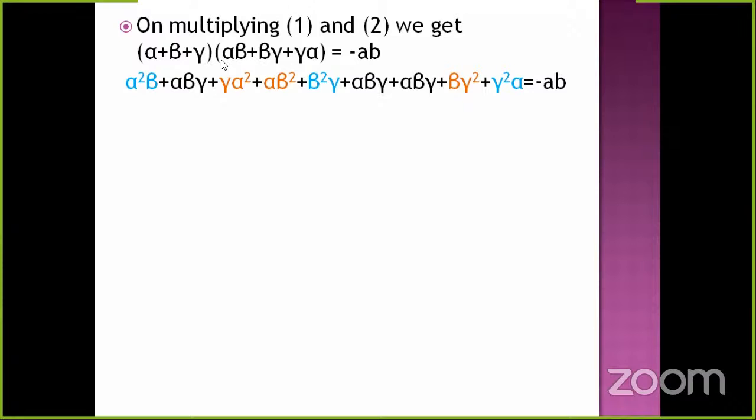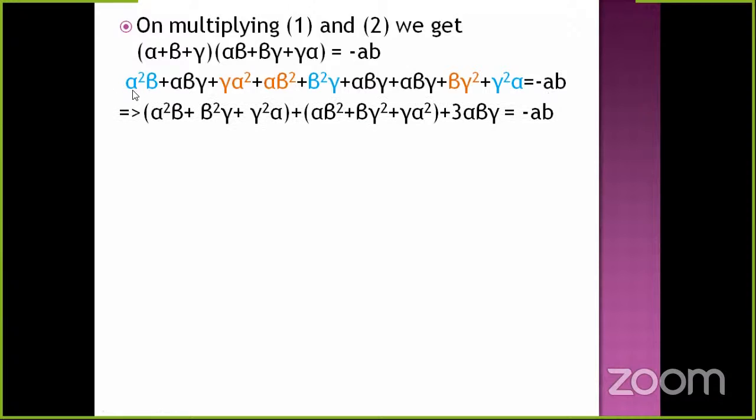I will get plus alpha beta gamma plus beta gamma square plus gamma square alpha, which is equal to minus AB. So children, observe here the terms alpha square beta, beta square gamma, and gamma square alpha. I'm taking in one bracket. So alpha square beta plus beta square gamma plus gamma square alpha whole plus, again I'm taking these terms in one bracket, that is alpha beta square plus beta gamma square plus gamma alpha square. What has been left here? Alpha beta gamma plus alpha beta gamma plus alpha beta gamma. So adding these 3, I will get 3 alpha beta gamma, which is equal to minus AB.